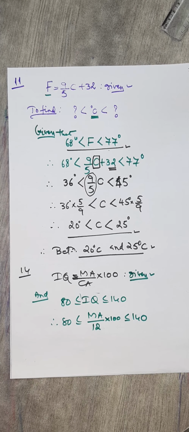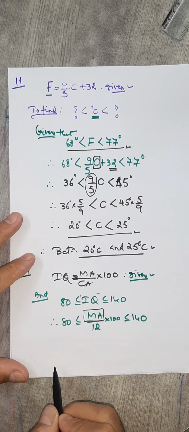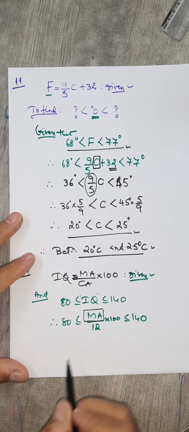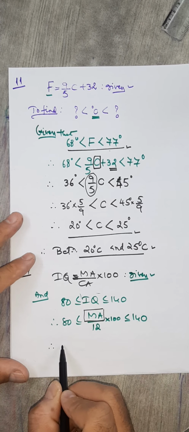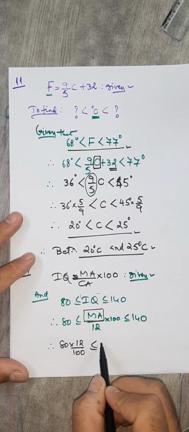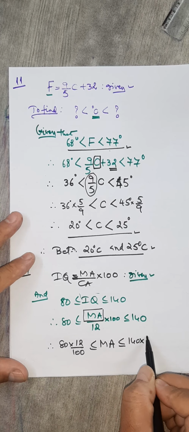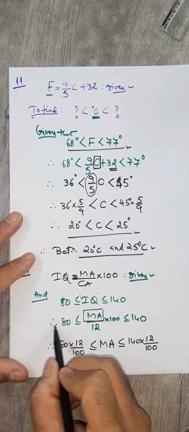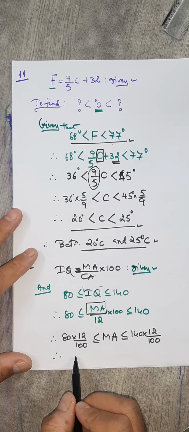I've just placed the value of CA. CA means chronological age. Chronological age means age, which is how much? 12. Okay. Now you want this. The question is to get the range on their mental age, MA. So you don't want 12 here. Here you have 100 by 12. So multiplying throughout with 12 by 100. 12 by 100 less than or equal to MA. 12 will go away. Now you know all these things. And this is 12 by 100. Multiplying with 12, dividing by 100. Okay, so this is nothing but how much?